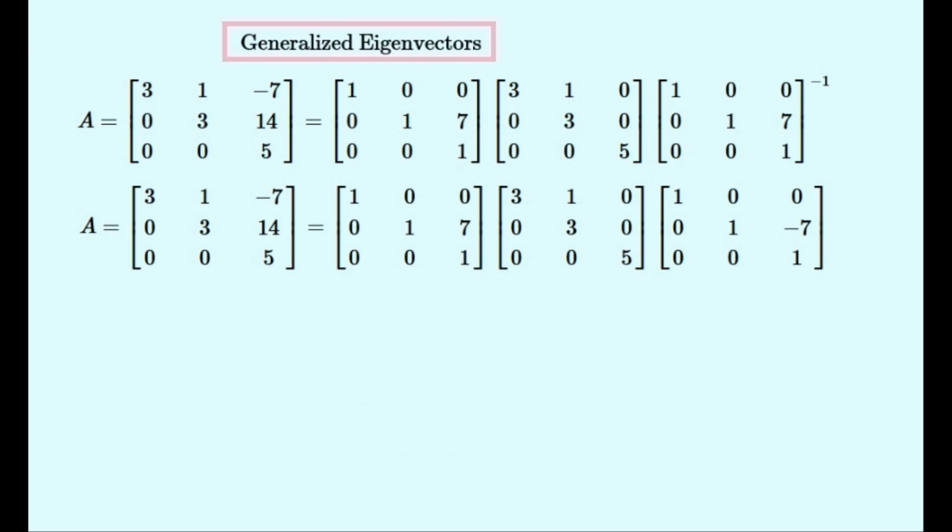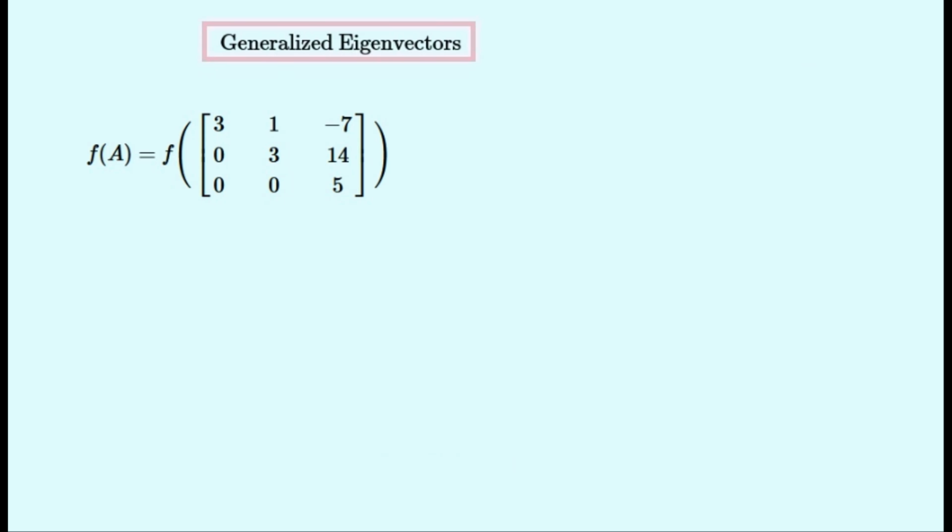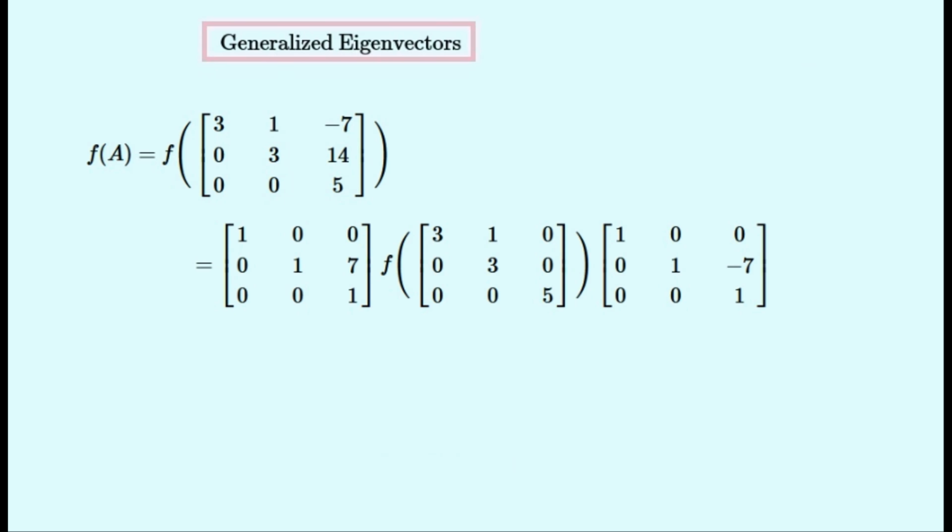We can then evaluate the inverse of this change of basis matrix. We can then find any function of this matrix by finding this function of the Jordan canonical matrix that it is similar to, and multiplying it by the change of basis matrix, like this.